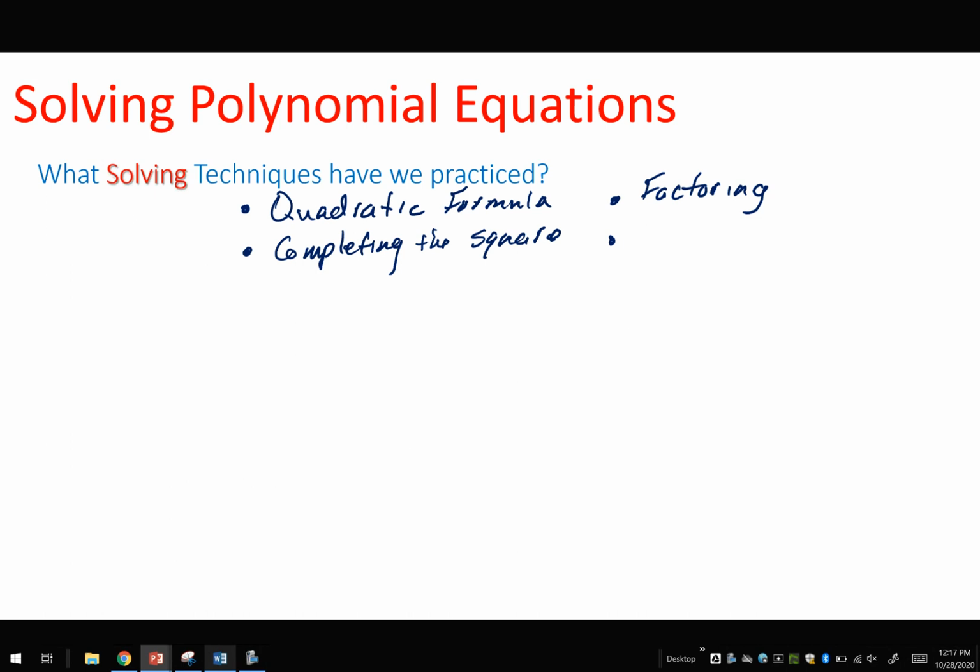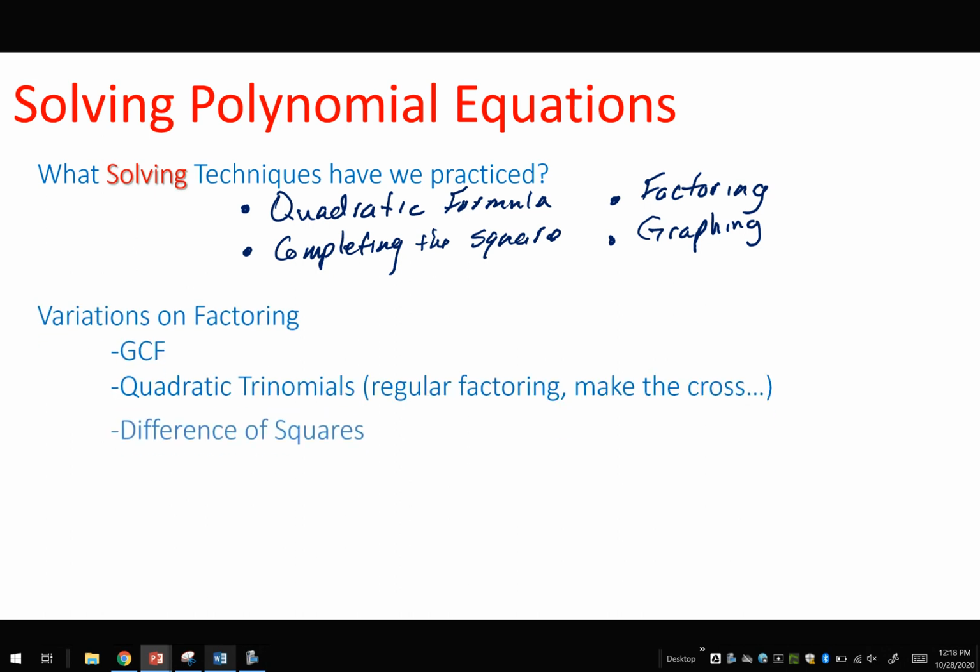All right, can I factor? Can I factor by pulling out a GCF? What else have we talked about? Again, we're solving these. Ben, graphing. Okay, so these would be the key ones that we've talked about. All these are different methods to solve. We practiced these specifically with quadratics, meaning a degree 2 polynomial, like something squared is my highest exponent that I have going on.